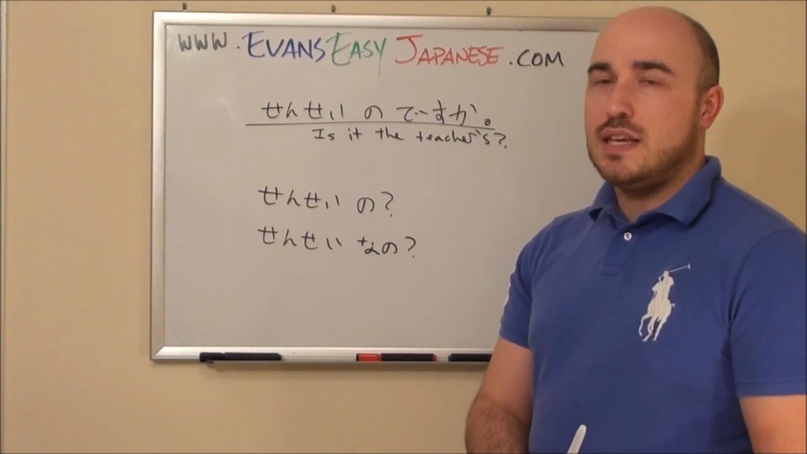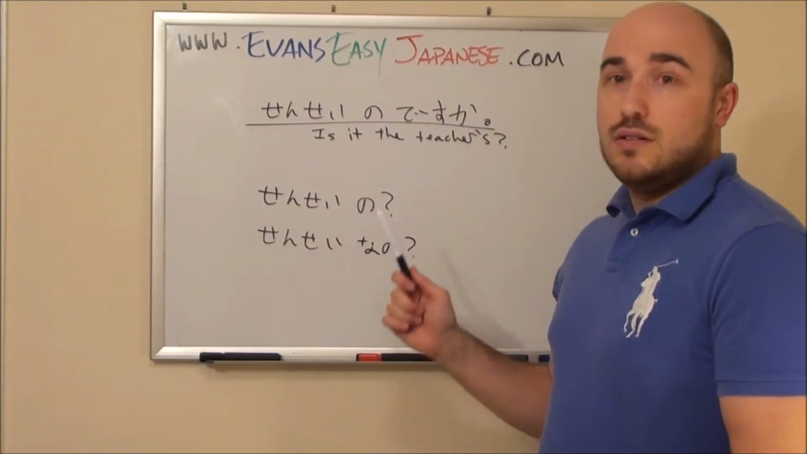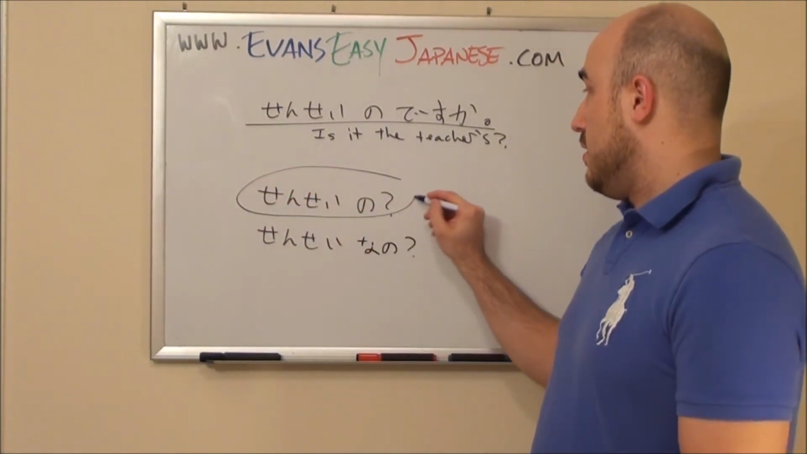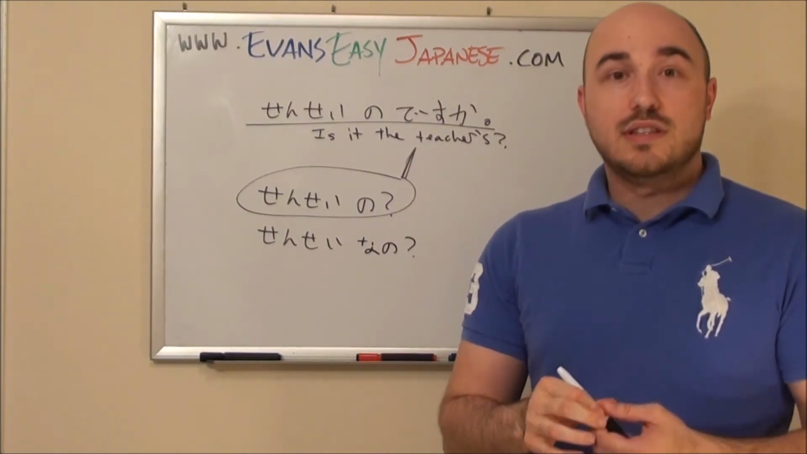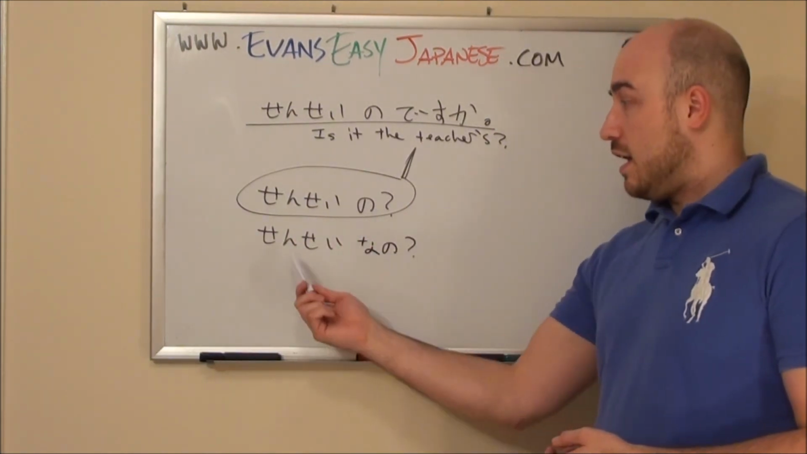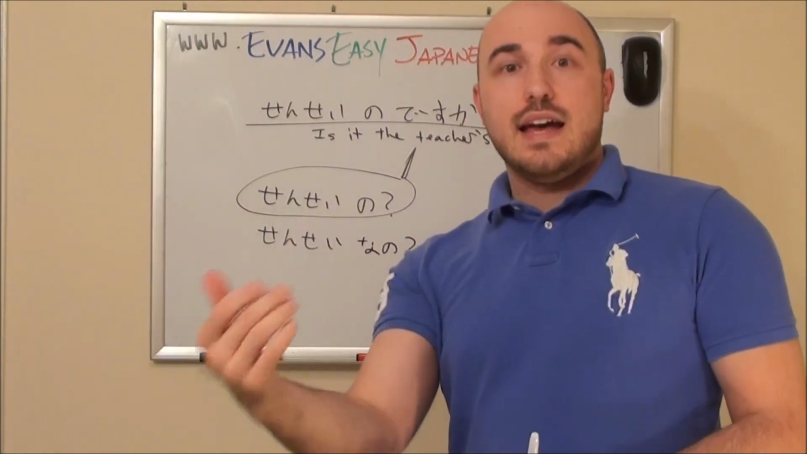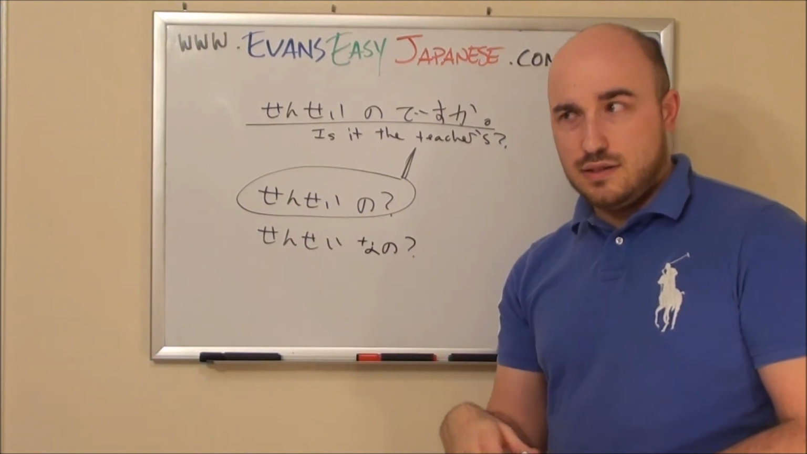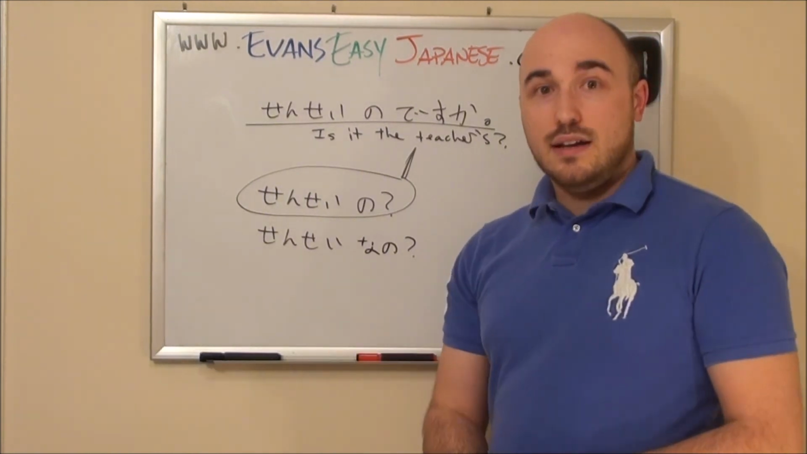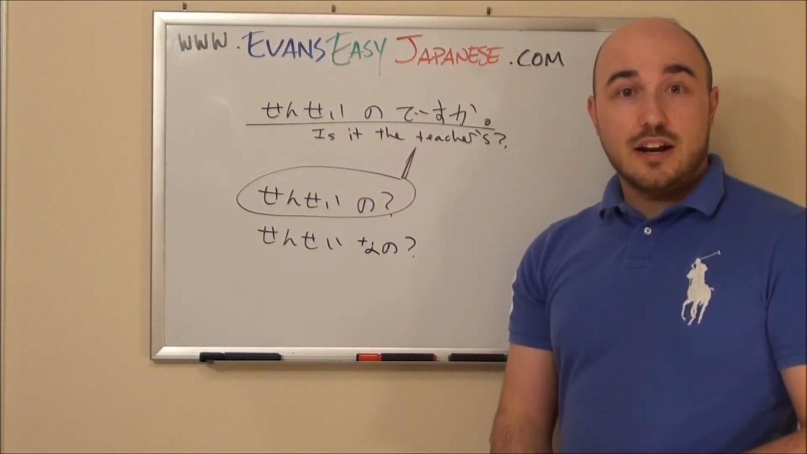Which one of these plain forms is this sentence? Is it sensei no, or is it sensei na no? Hopefully you said this one. These two are the same, but with different politeness levels. Sensei no, is it the teachers? However here, sensei na no translates to, oh, is it that they're the teacher? This is more like sensei na no desu ka? Sensei nan desu ka? Is that the teachers? So be careful when we're dealing with that.